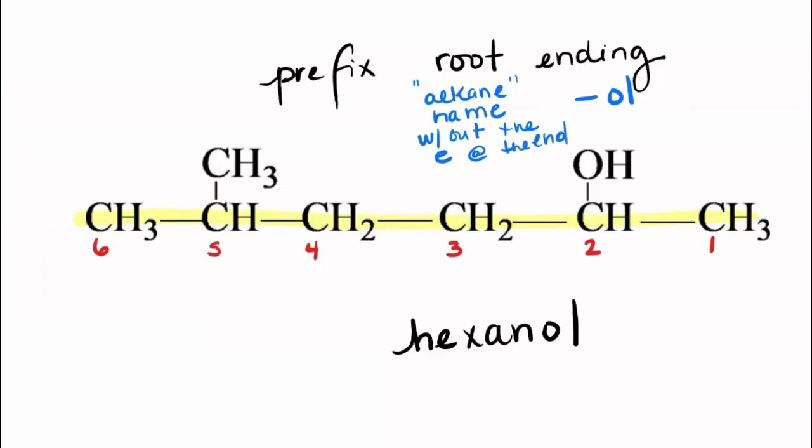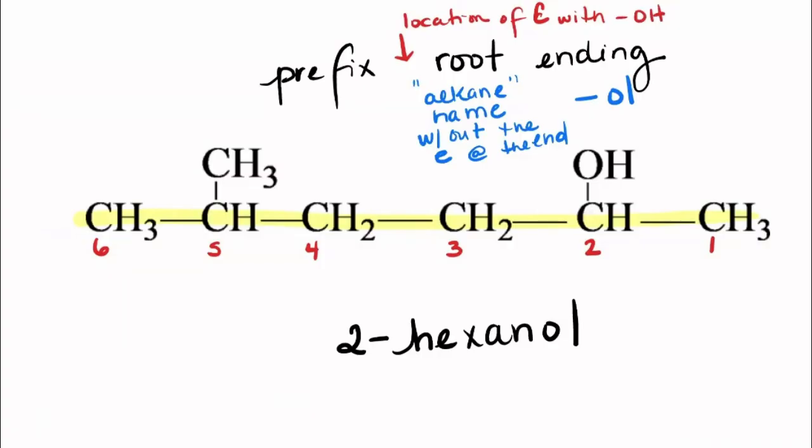Now, in alcohols, we need to give location to where the OH is present, which means that for this molecule, at carbon number 2 is where I have the OH. So let me include that before the root, we need the location of the carbon with the OH group.